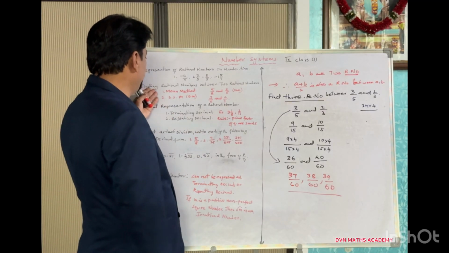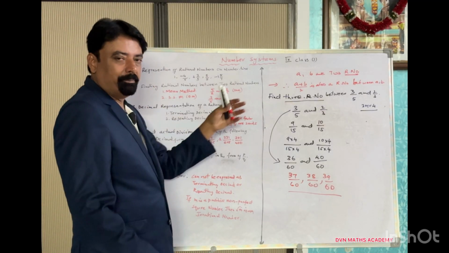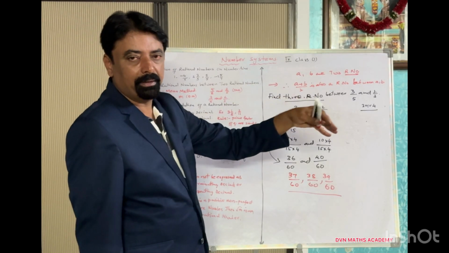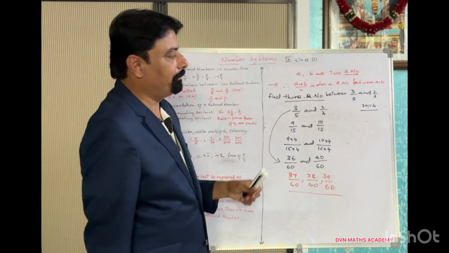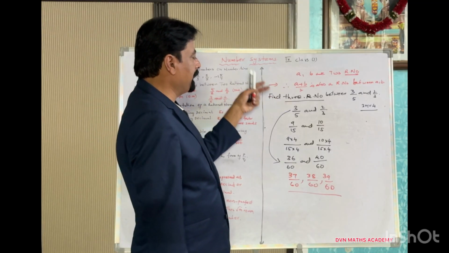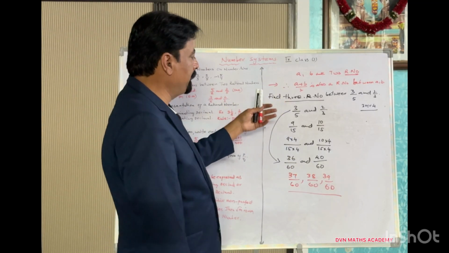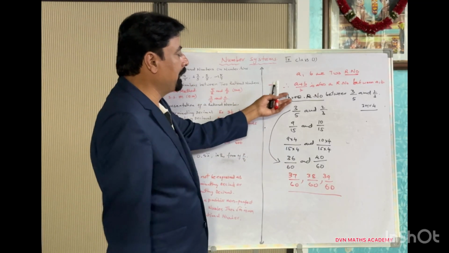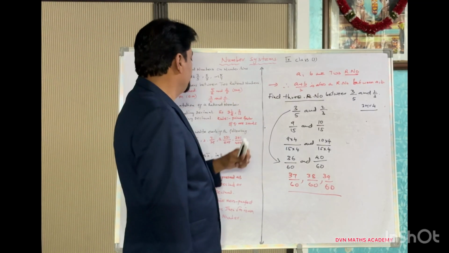So this is a very important concept. On the basis of this, you will get a question in your exam, finding rational numbers between given two rational numbers. The first method is the mean method. The second method is the single step method or direct method. By using this method, we can find more than two rational numbers between given two rational numbers.